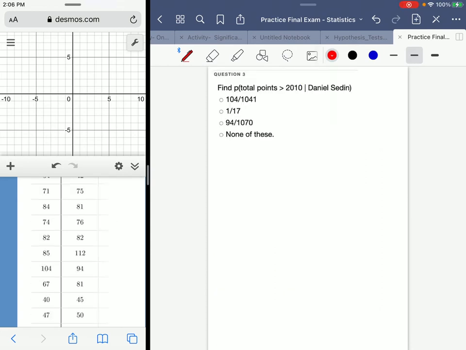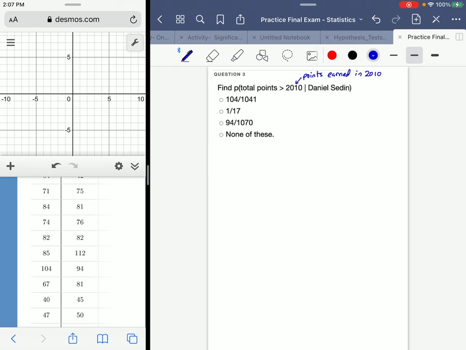Number 3 is a conditional probability question. It's saying find the probability that the total points is greater than 2010, the number of points that were earned in the year 2010, given that the individual is Daniel Sedin. I probably could have been a little more specific with the framing of that question.